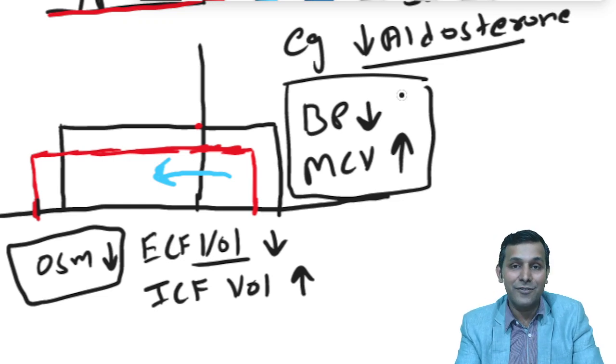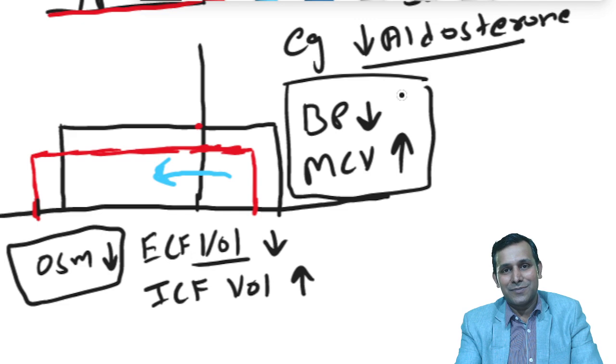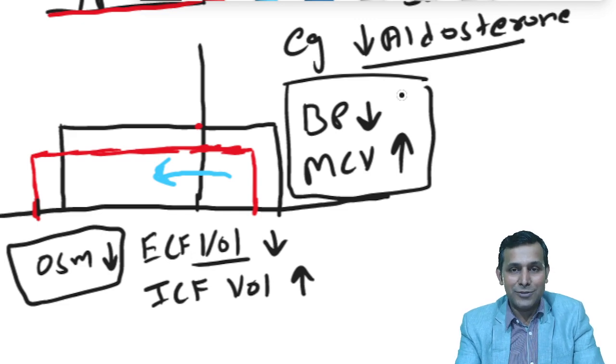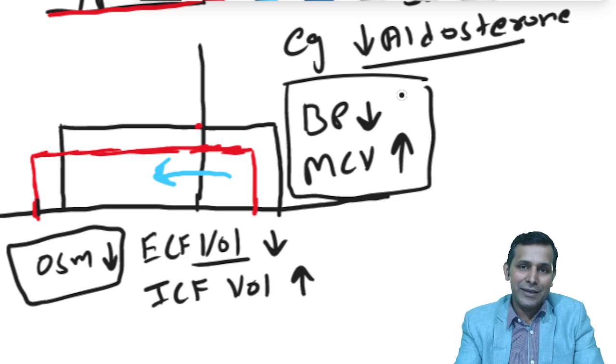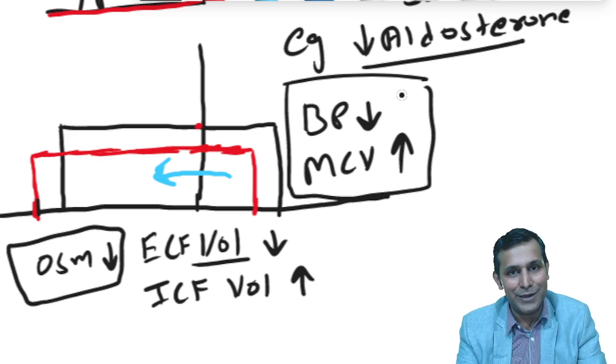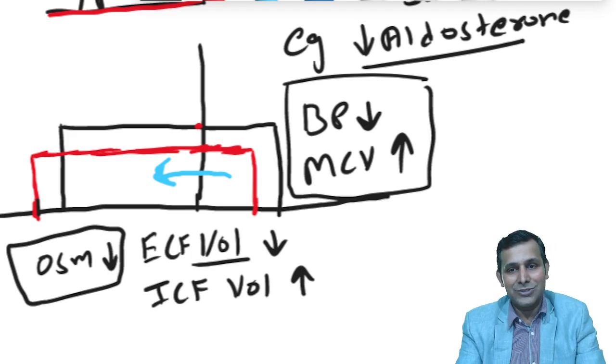So in this way we have covered 6 different plots: isotonic gain, isotonic loss, hypertonic gain, hypertonic loss, hypotonic gain, and hypotonic loss. Remember, try to learn these graphs by drawing them rather than by just looking at them.